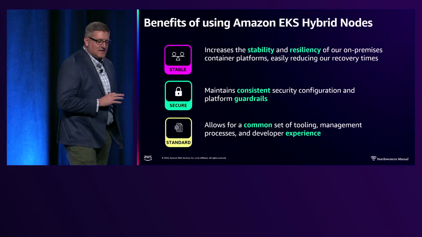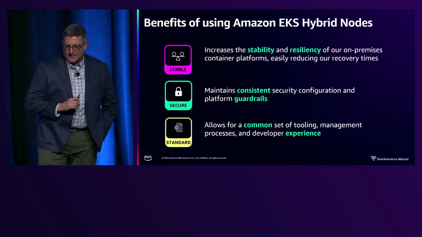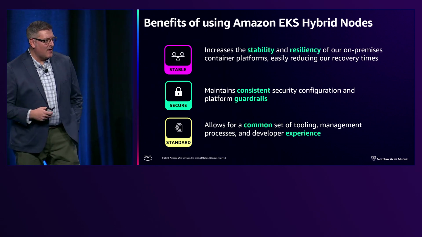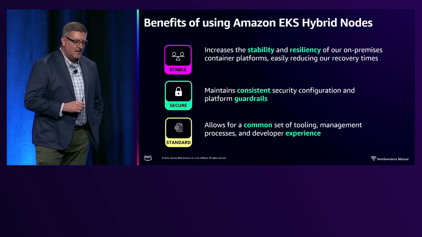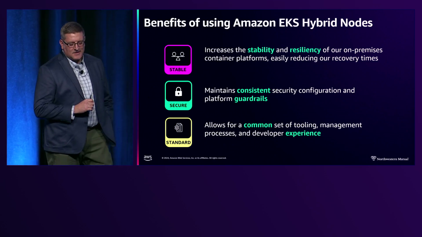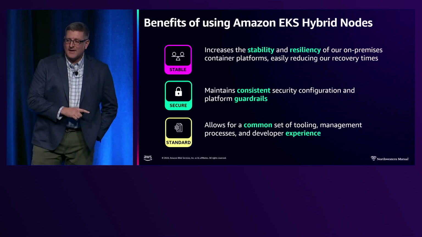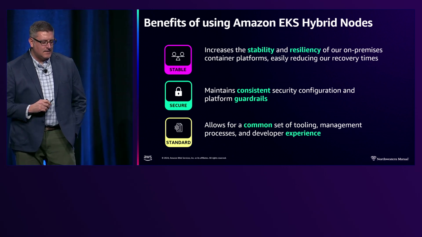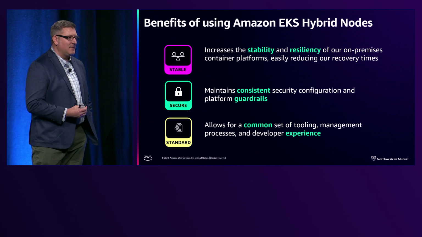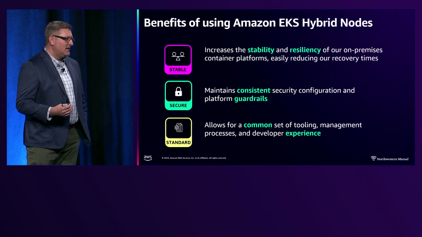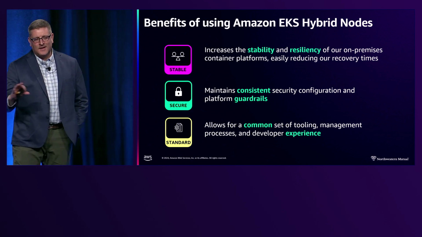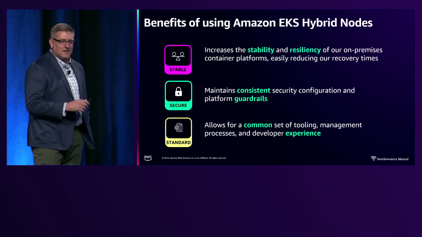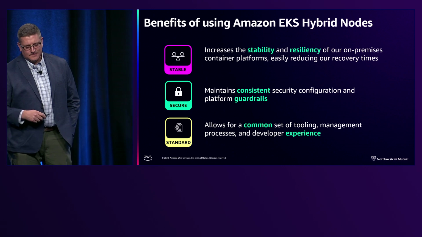So I want to go back to those 6 S's that I talked about earlier. What do we see as the benefits here? It increases our stability and resiliency of our on-premise platforms. It helps us maintain consistent security configuration and platform guardrails that we have had for the last 9 years in our cloud-based platform. It also allows for a common set of tooling and a common developer experience, helps simplify that. No longer do you have to remember, oh, am I deploying it here? I need to use this tool or have this pipeline look this way. Maybe a different set of monitoring tools. It's all going to be the same now.